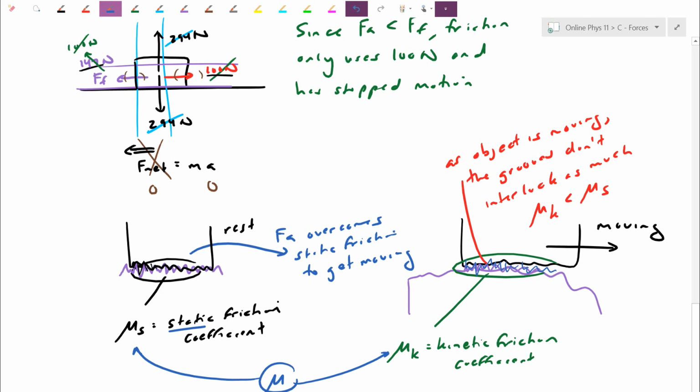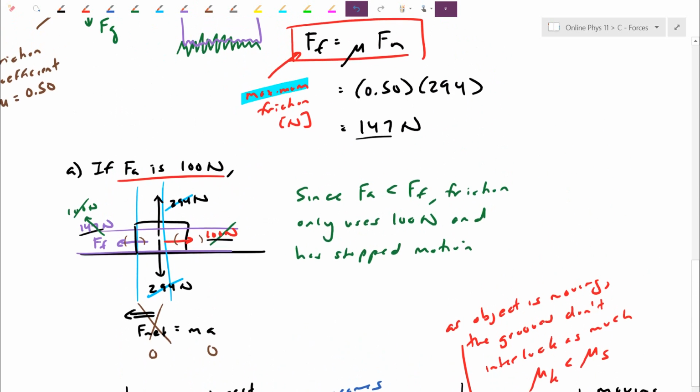In this case here, it maxed out at 147. If you pull anything less than 147, the friction will match it so that the object will have no acceleration. If you pull anything harder than 147, we'll do that in the next question here, we'll actually get it to move.